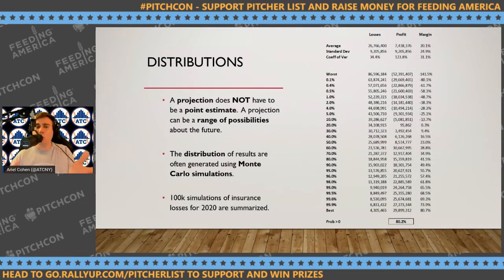Here, if you look at the worst case, I have my company having $86 million of loss. Now they take in some money to charge for that, and a profit loss of $52 million. Ouch. At the very best, my company takes in money. They only have to pay $4 million in loss, and we make just under $30 million, an 80% return on our premium, and everything in between.